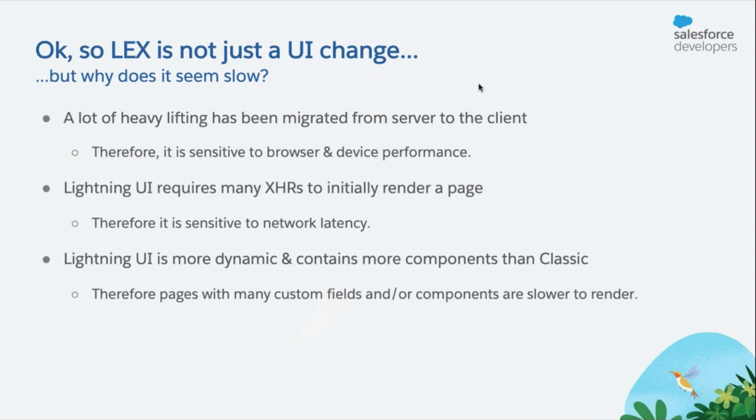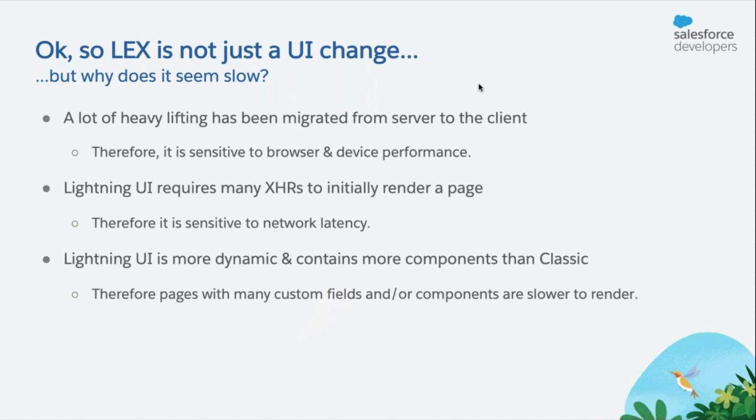I want to read through each of these bullet points. The first thing is that your heavy lifting has been migrated from the server to the client. So in Classic, you've seen the server generate HTML, which is returned. But now your client is supposed to do all of the work of putting together the HTML, getting the required data, and creating your page. Because of all the heavy rendering being done by the client, it is super sensitive to your browser and device performance.